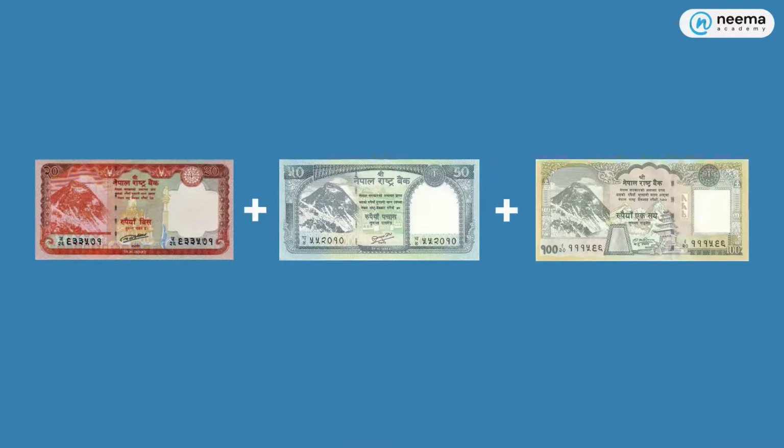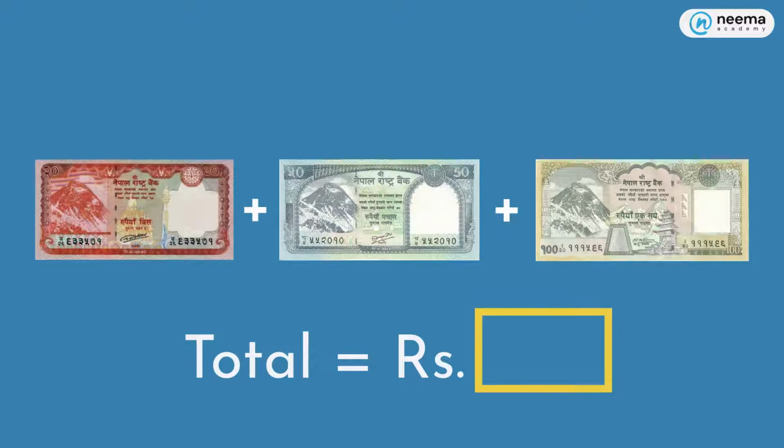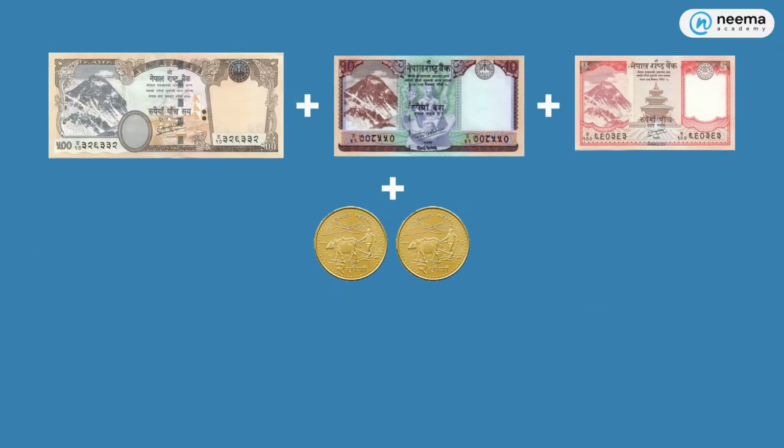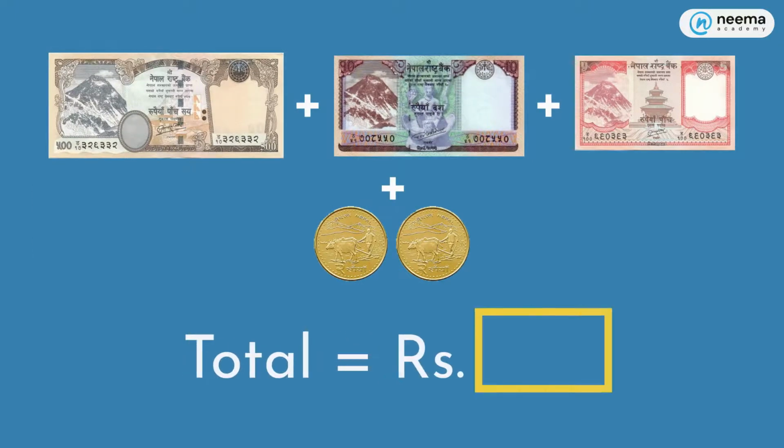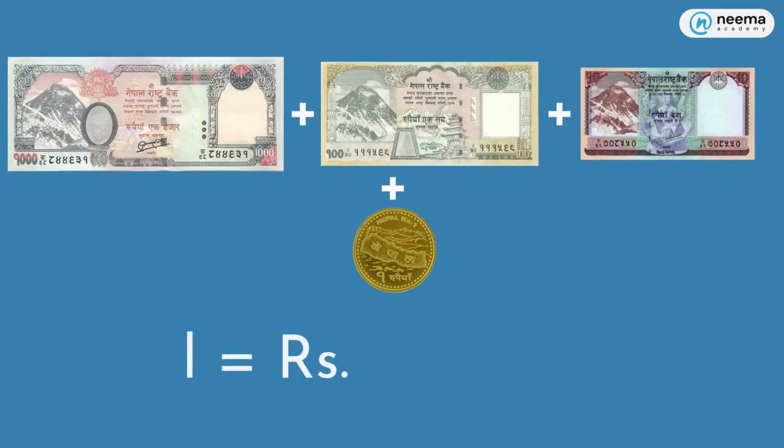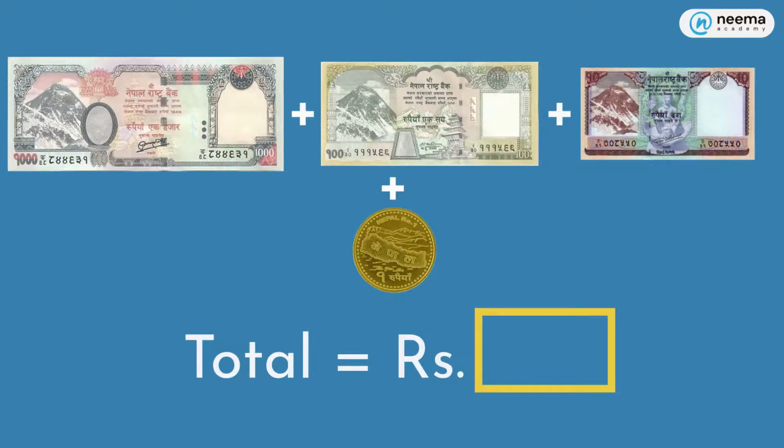Now, tell me how many rupees are there in total? Yes, there are 170 rupees in total. Likewise, what is the total rupees here? Yes, there are 519 rupees in total. Lastly, what is the total rupees here? Yes, there are 1111 rupees in total.